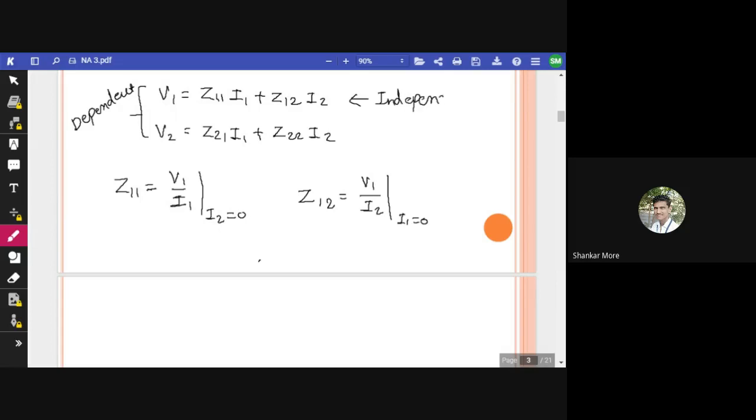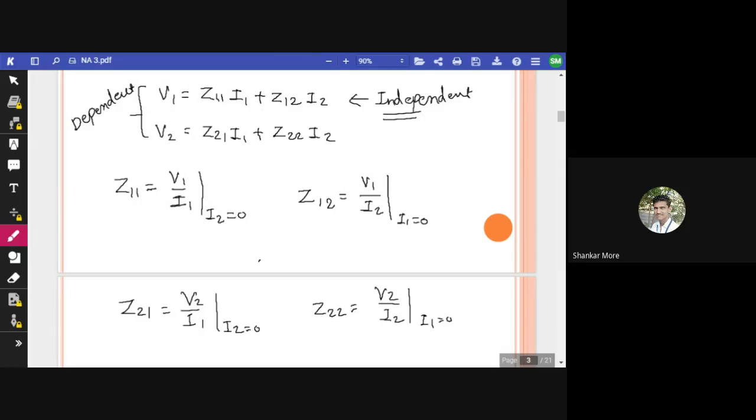So just remember the term: the terms on the right side of the equation are independent terms, and the terms on the left side of the equation are dependent terms, for all the parameters, not only Z parameters. So if I want to calculate Z21, it will be V by I again, but 2 is first here, so V2 by I1. Here I2 will be equal to 0. Z22 will be equal to V2 by I2, and I1 will be equal to 0. So this is some briefing about Z parameters.